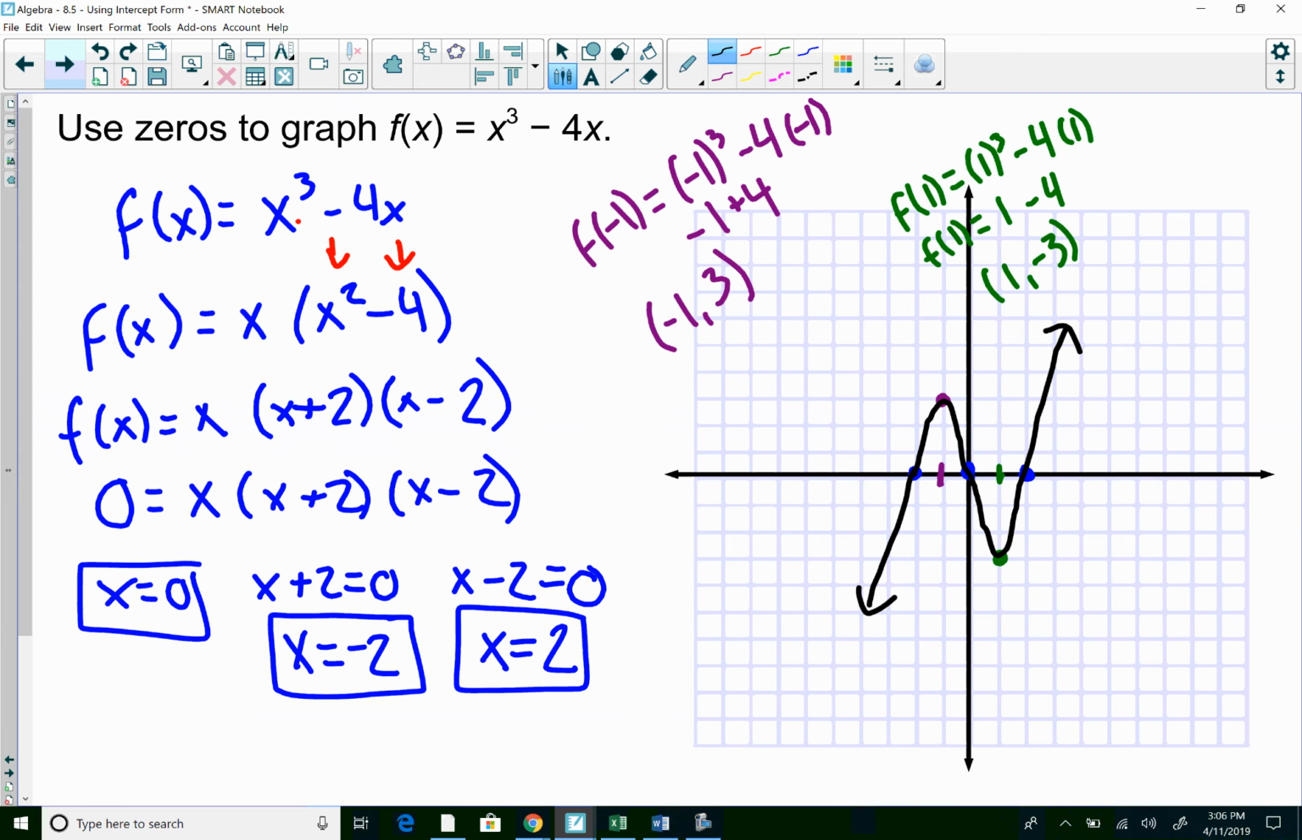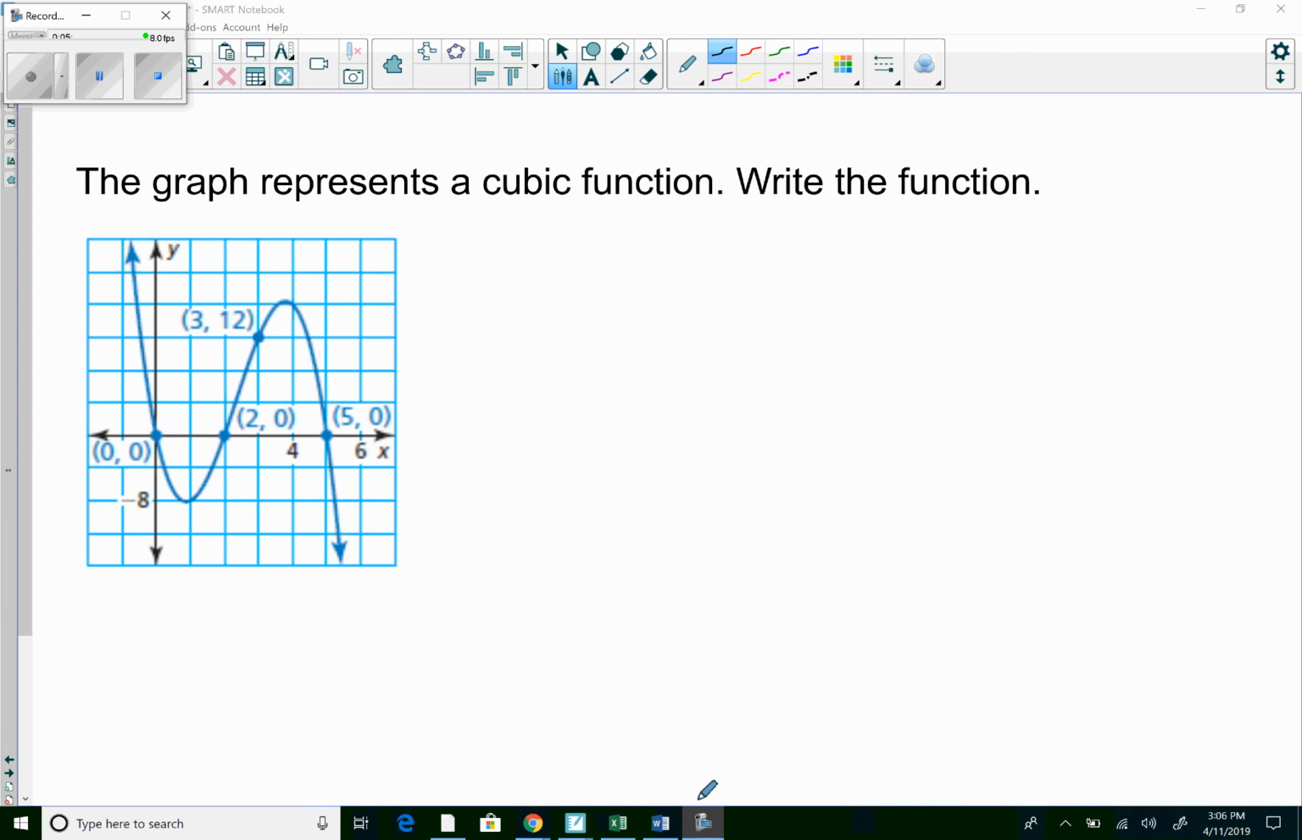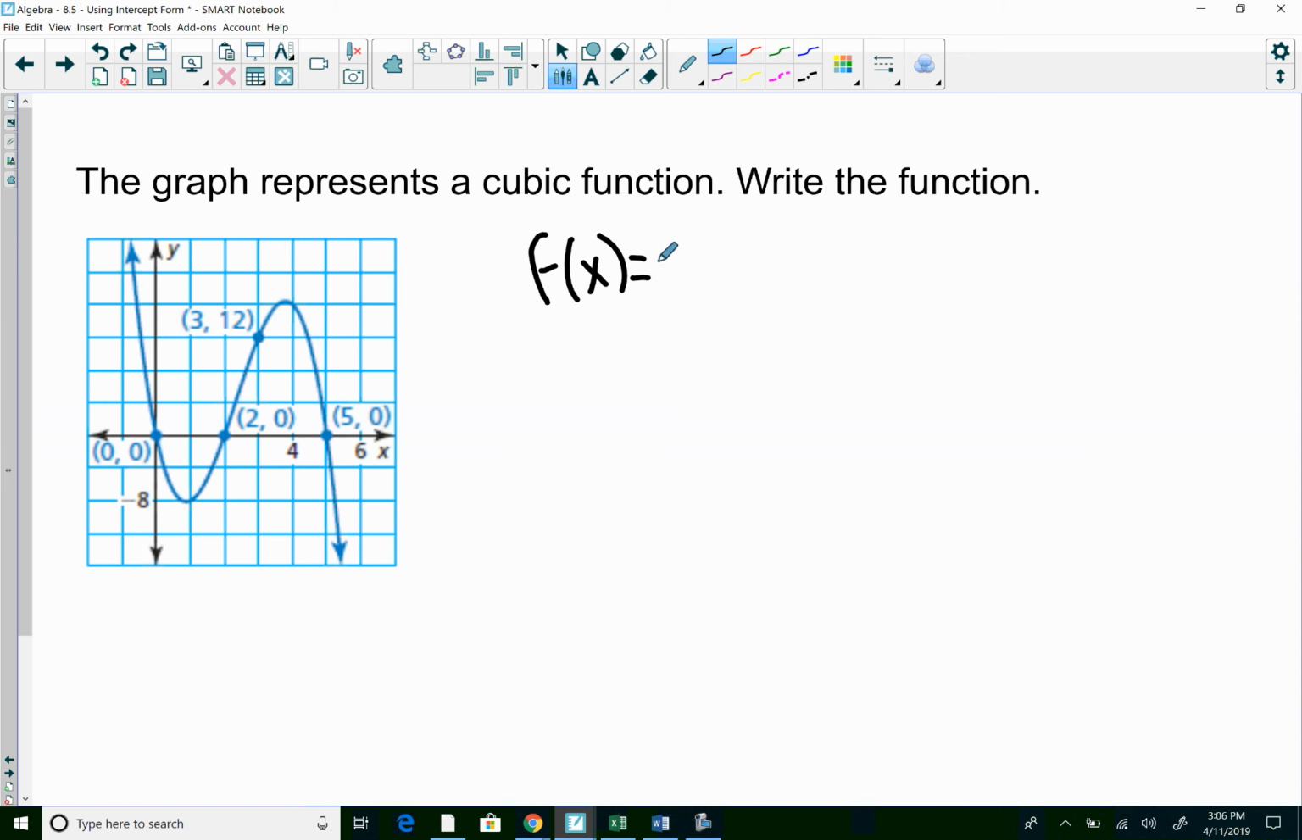Lastly, I am going to do the next example with this one because the last one was kind of quick. We're going to do this last example, and then you're going to be expected to do 13, 14, and 15 just kind of on your own. First things first, they give you a graph, and you have to basically come up with the function. So if we kind of start thinking about it, we're given the x-intercepts, 1, 2, 3, we're given 0, 0, 2, 0, and 5, 0.